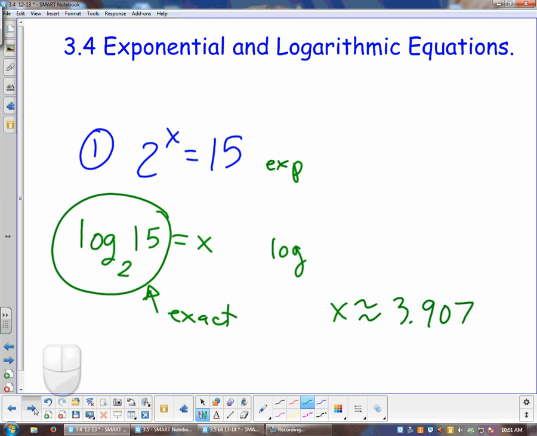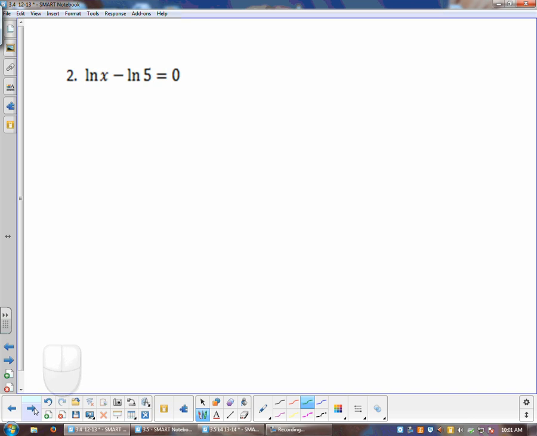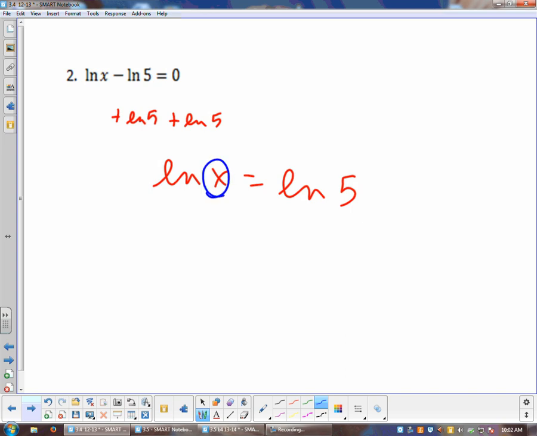All right, let's take a look at number 2. ln of x minus ln of 5 equals 0. My suggestion on this problem would be to just add ln of 5 to both sides. So we get ln of x equals ln of 5. At this point, we can use the one-to-one property. If ln of x equals ln of 5, that means that we're taking log to the same base of each side, so x would have to equal 5. Are we okay with this? Yes.